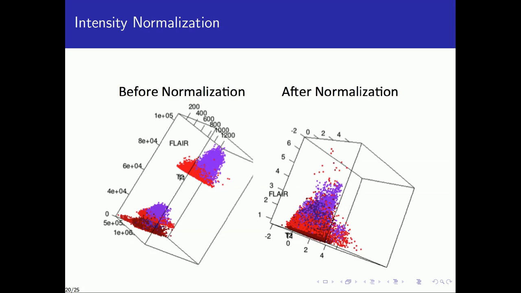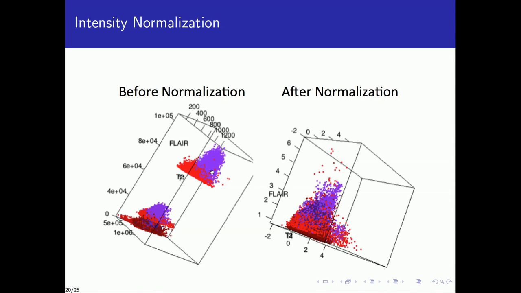So a couple of things I've worked on are intensity normalization. You remember I was telling you guys that when you scan somebody, the different voxels take values with no units on them. So this is a plot of the FLAIR, the T2, and the T1 from three different subjects.